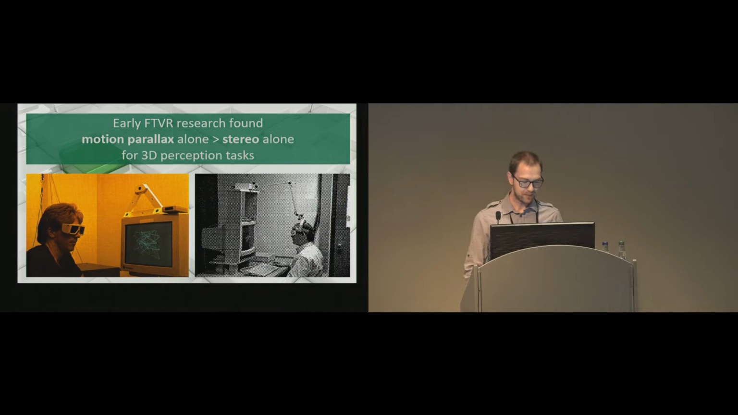Early user studies that used a single CRT monitor showed a surprising result. Even though stereo was thought to be the strongest depth cue, motion parallax alone resulted in better performance than stereo alone for 3D perception tasks. It's important to note that for these early displays, users would remain seated in front of the display and would benefit from motion parallax by moving their head back and forth.